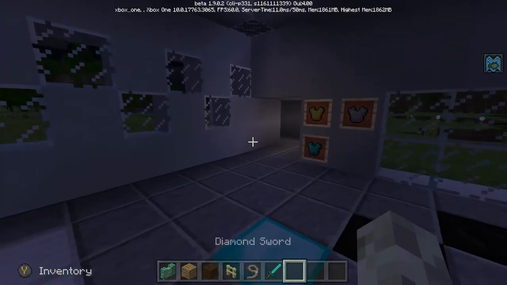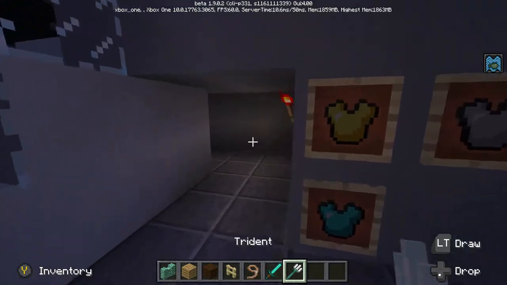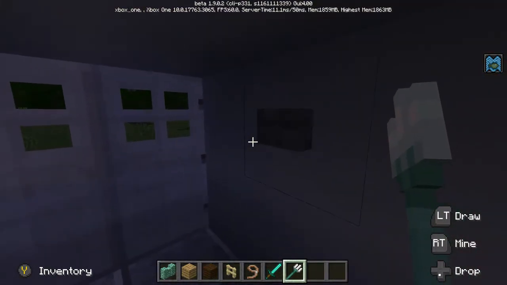So, that's going to be the end of it today. And before we end off, we are going to go kill this zombie that's been annoying me for a while.